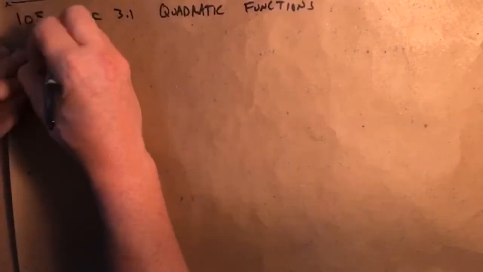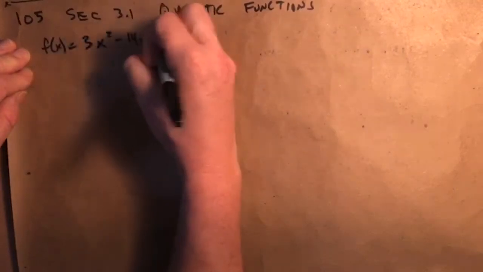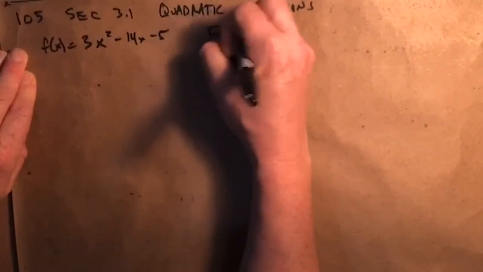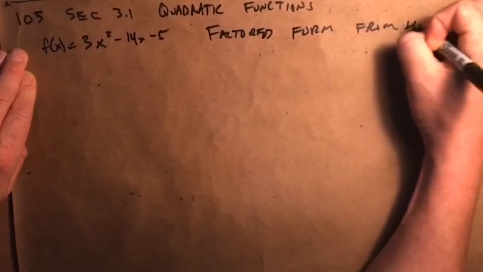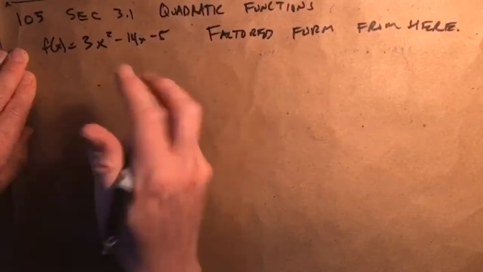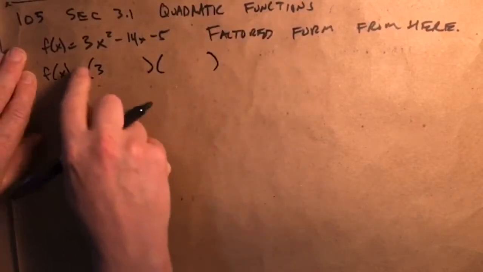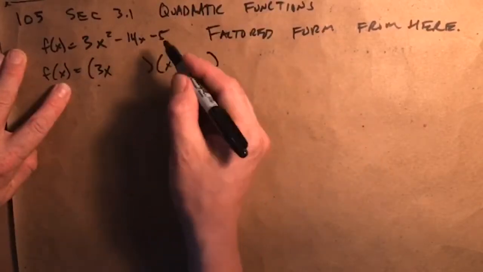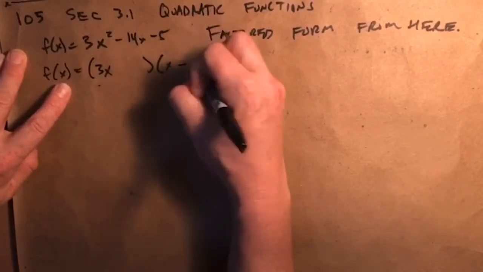So if I start out with some quadratic function, let's say f of x is equal to 3x squared minus 14x minus 5, I can begin to put this into factored form. I'm not going to talk about how to factor today, but we're going to have our two factors, 3x and x, because that's going to be multiplied to give us x squared. There's certainly going to be a 5 and a 1, and the 3 and the 5 have to do the dance to get that 14.